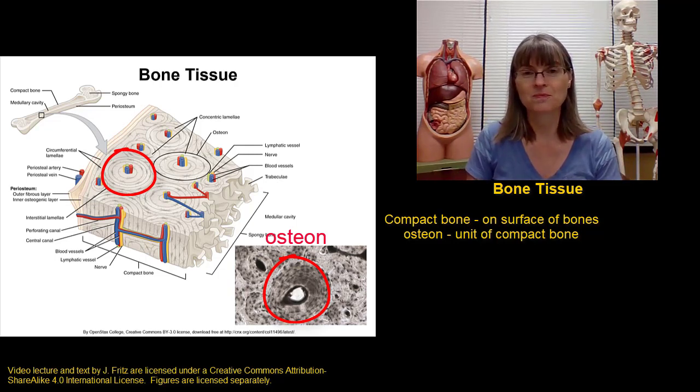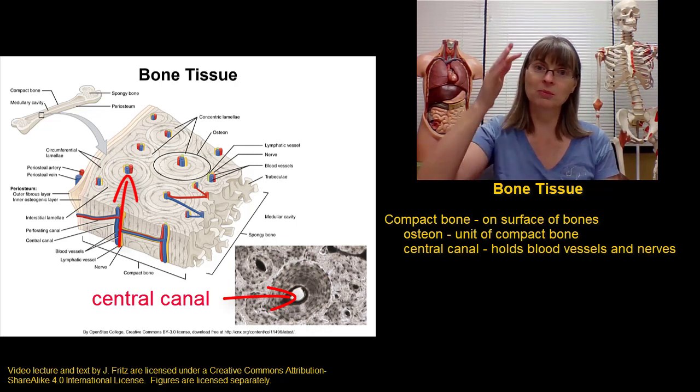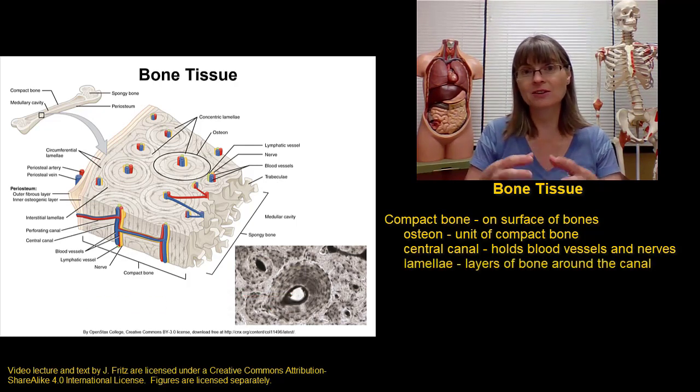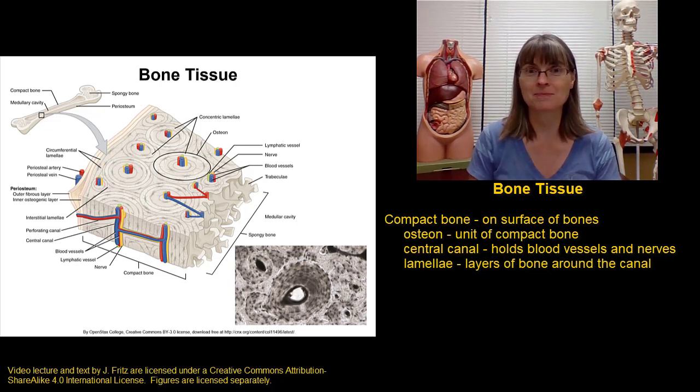In the middle of the osteon, we have the central canal. The central canal is where the blood supply and neurons are that allow this to be a living tissue. Around the central canal, we have concentric layers of bone. And these layers, these concentric circles of bone, are called the lamellae.